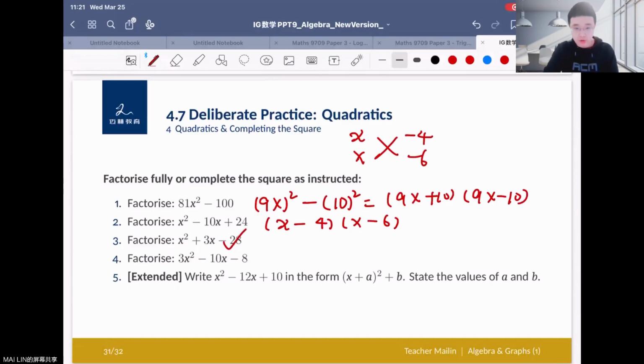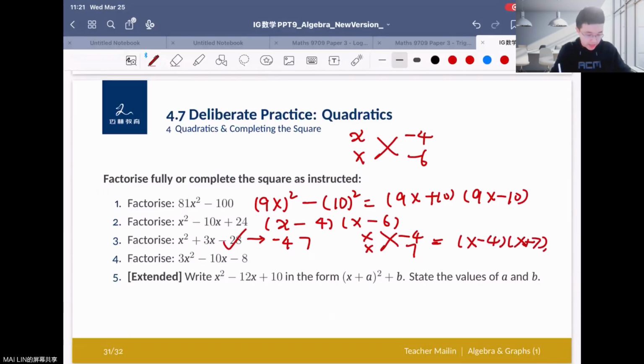For the third problem, factorize x squared minus 3x minus 28. First you try factorizing 28. So 28 equals 1 times 28, or 2 times 14, or 4 times 7. So if you divide negative 28 as negative 4 and 7, it becomes x, negative 4 and 7. So the answer is x minus 4 times x plus 7.